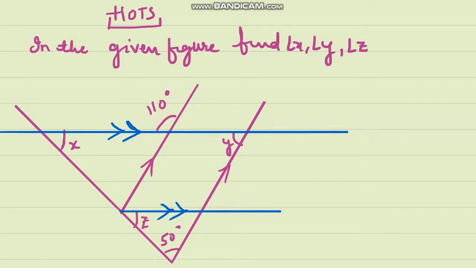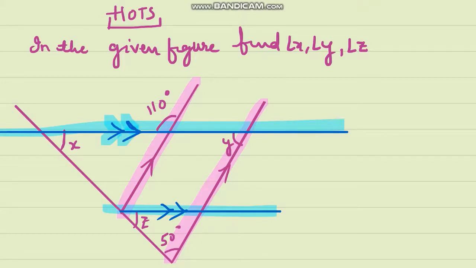Now let's see what is given. See here children, there are two lines. Here we can see there are two lines which are parallel and we have another two lines. These two lines are also parallel. You can see this has been shown using the arrows. Now what is being said in the given figure, find angle x, y and z.